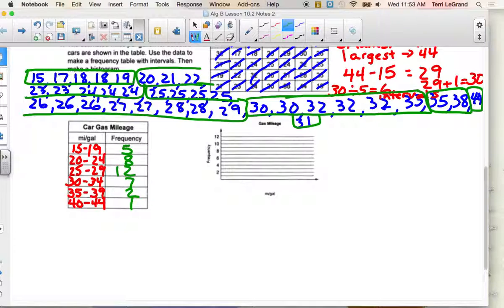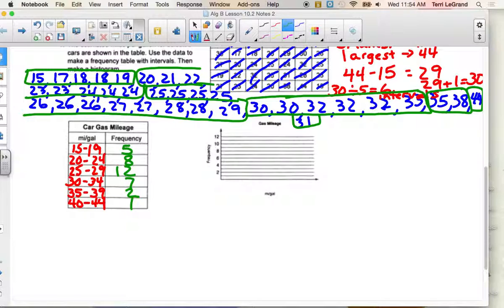Now, before you move on and make your histogram, here's what you should do. What do you suppose you should do? Add that table up and make sure it adds up to 35. I just did that. Okay, so 5 plus 8, 13. Plus 12, 25. 25 plus 7. Oh, wait a minute. Stop right there.